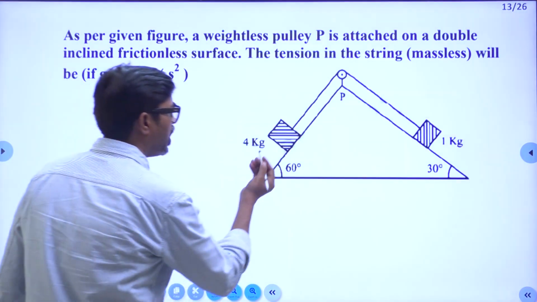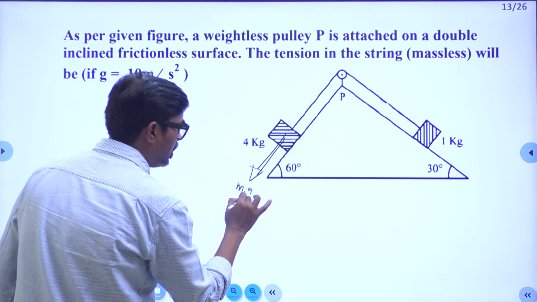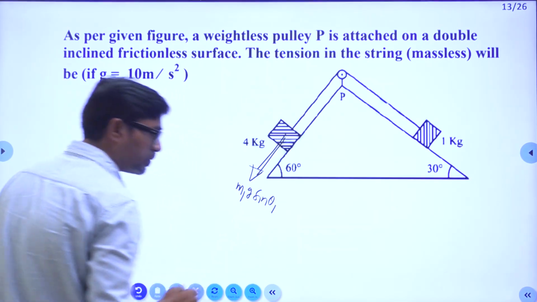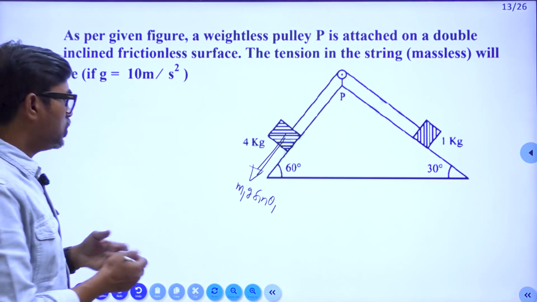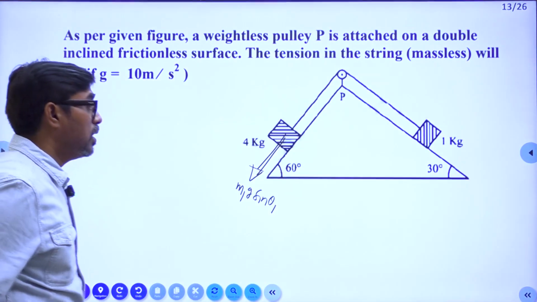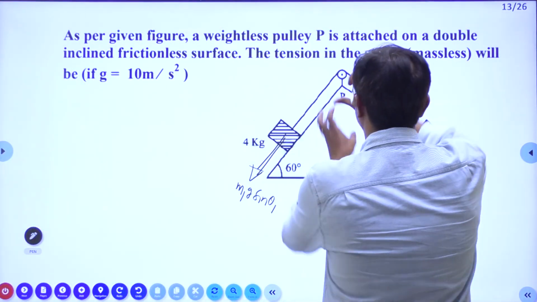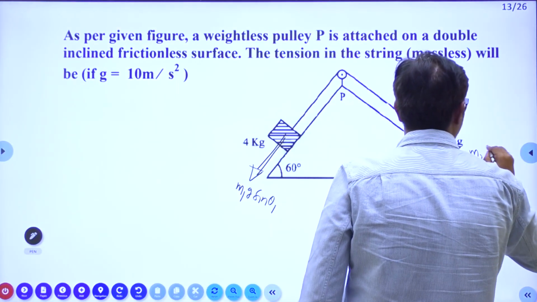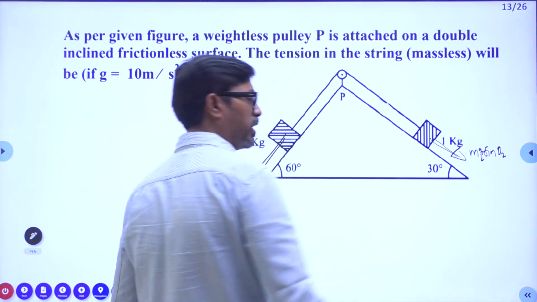First of all, what are the unbalanced forces? You will have one unbalanced force like this, m1g sine theta 1. Theta 1 is 60, m1 is 4. We will substitute it later. So it is trying to rotate this way. And this guy is trying to rotate the pulley in the opposite direction. So m2g sine theta 2 is going to pull it this way.